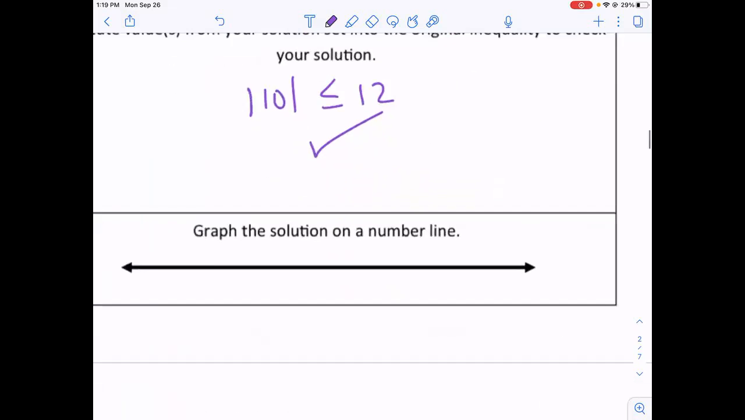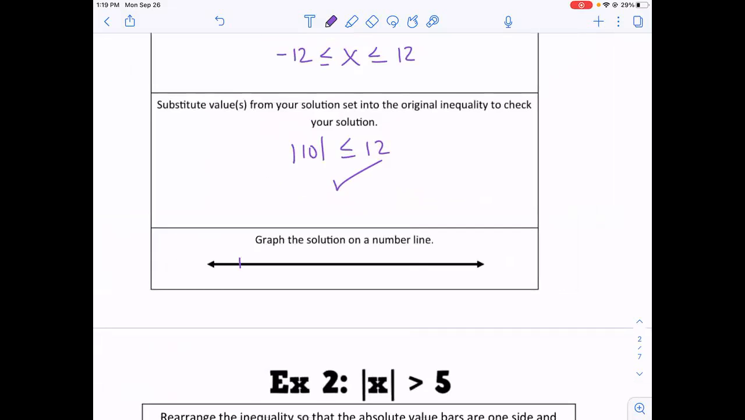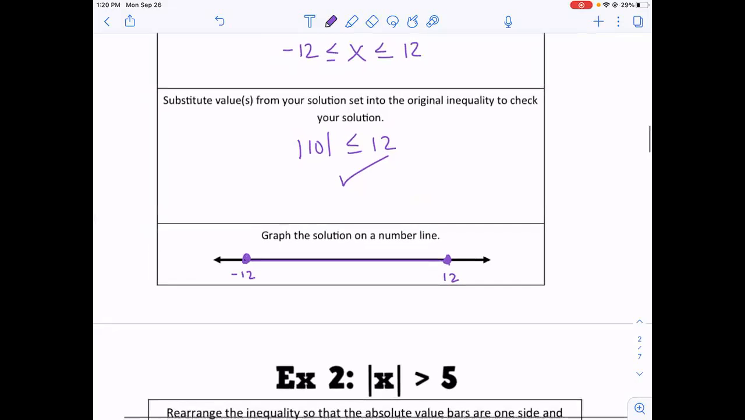So now here's negative 12. Here's a positive 12. And there's our number line.